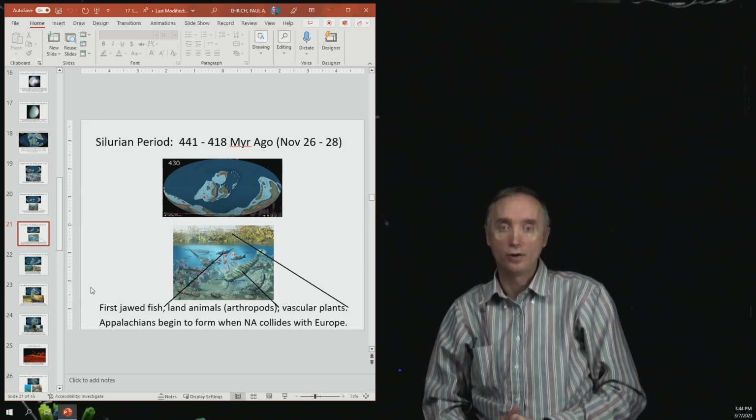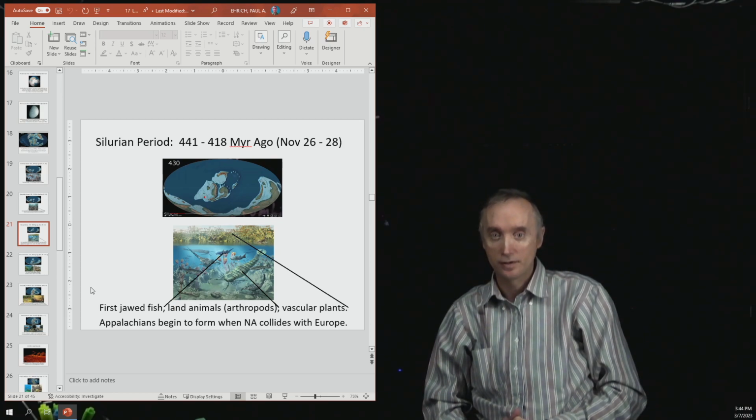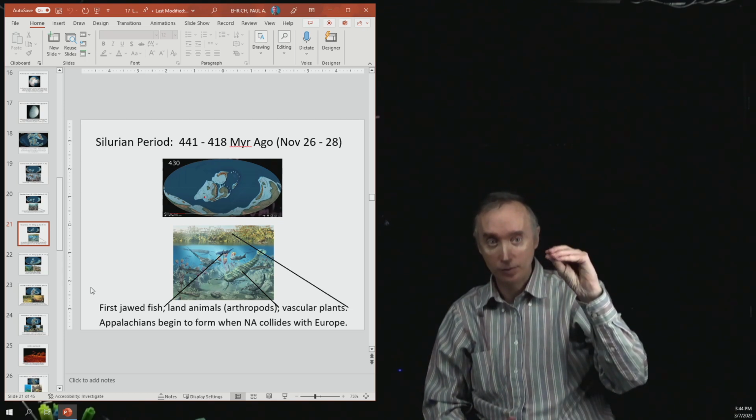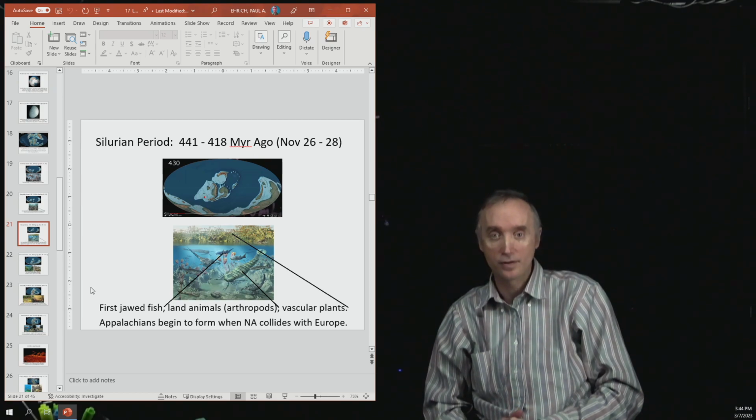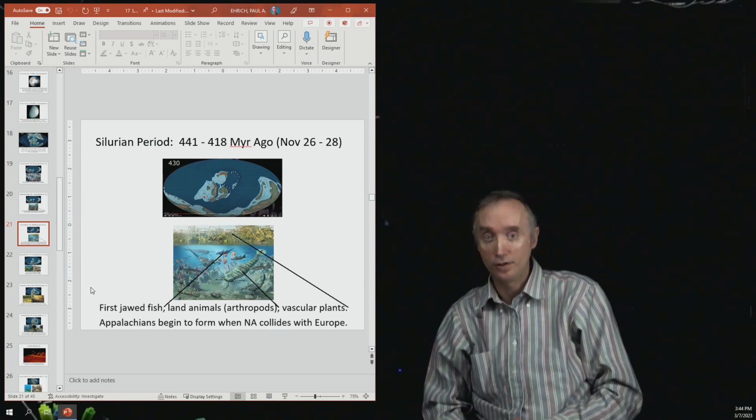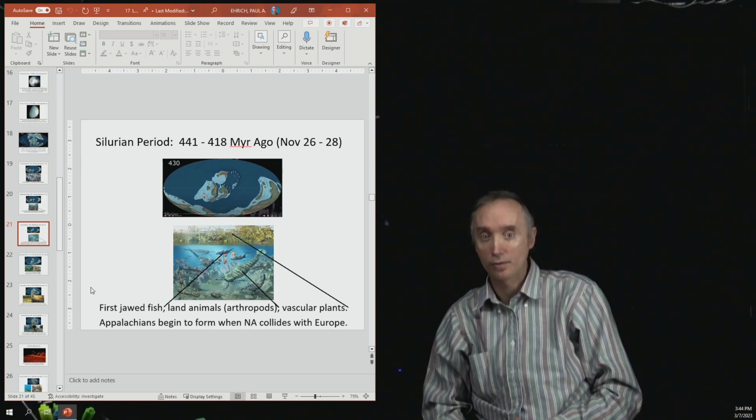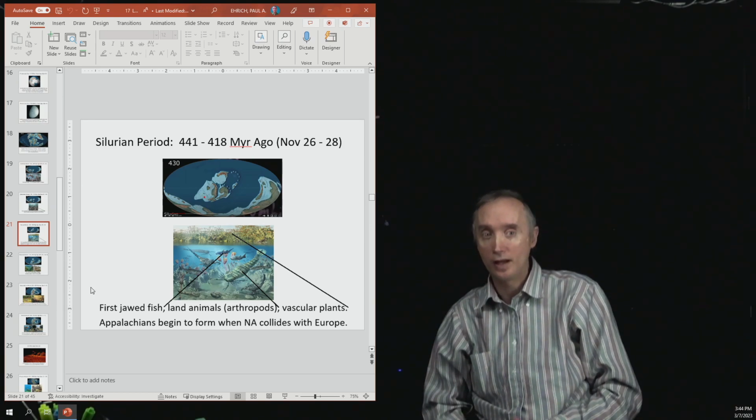Okay, what's going on though in the oceans, you have your first jawed fish. So what advantage does a fish that has jaws have compared to one that doesn't? Well, if you've got jaws, you can bite, and you'd have the strength to be able to crush shells and things like that, so you can be more of a predator instead of more like prey when you're in the ocean. Okay, then on the land, you're having land animals such as arthropods, spiders, and you have the vascular plants.